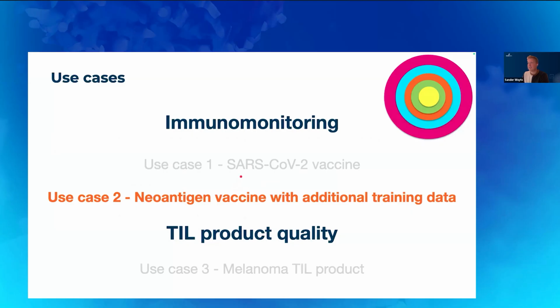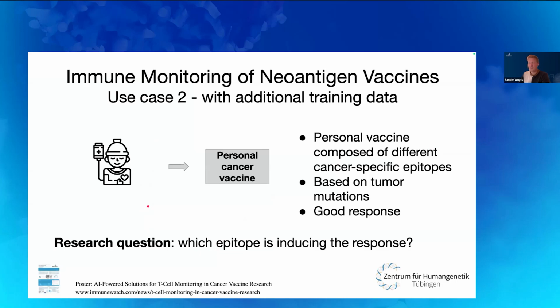I've brought a second use case more in the oncology field, which is more in the inner ring, because in this use case, we are looking at a neoantigen vaccine where training data was generated to retrain ImmuneWatch DETECT so that we could also track the epitopes specific to this neoantigen vaccine. This use case was in collaboration with the Centrum for Human Genetics in Tübingen in Germany.